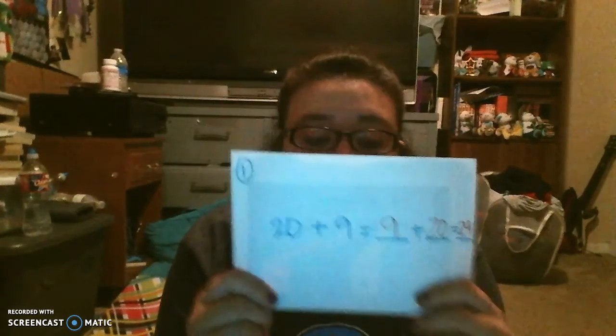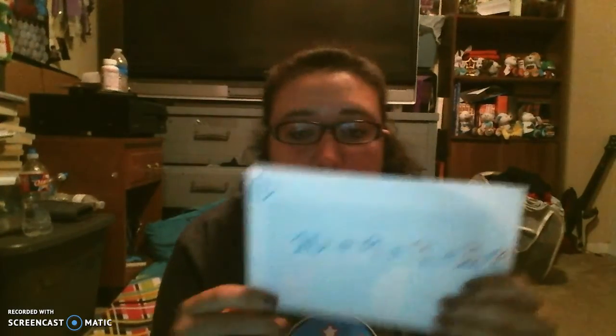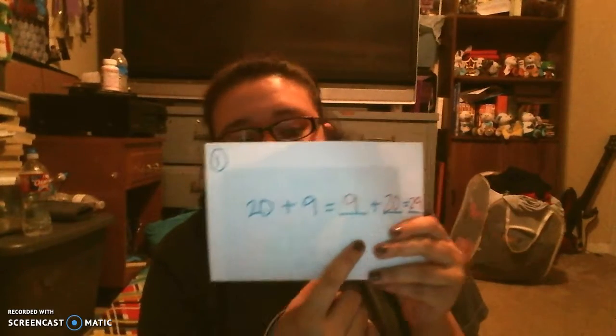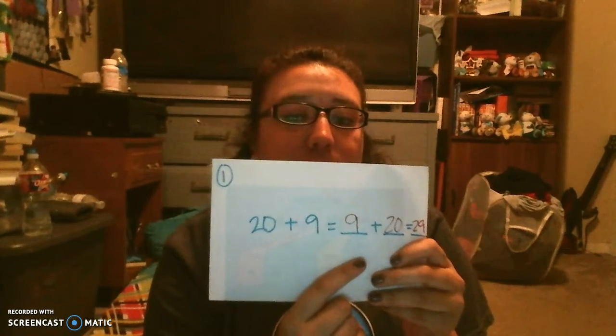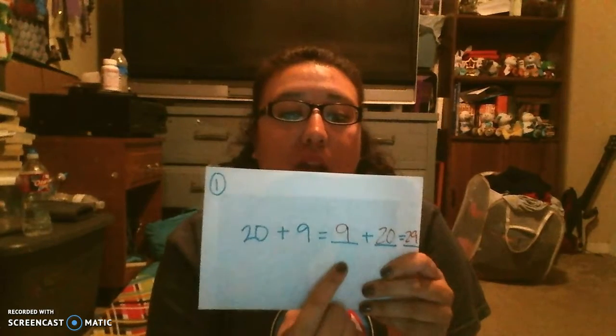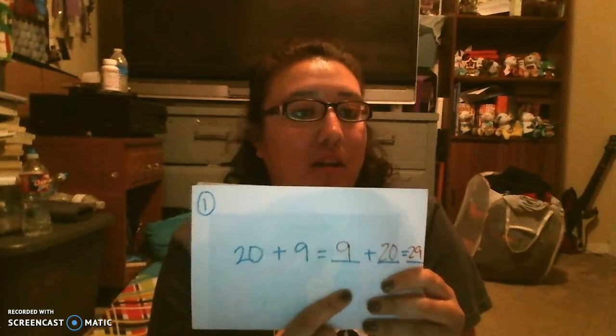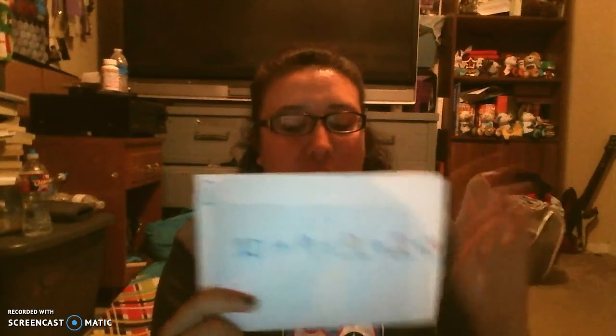Okay, so now what we're going to go over next is fill in the blank. I want to try to do this with you because it's something different. So I have a commutative property right here, 20 plus 9. So what can you do in the blank? Right. You put a 9 here and a 20 over here. And then what's our answer? 29. Good job. I think y'all are understanding this.